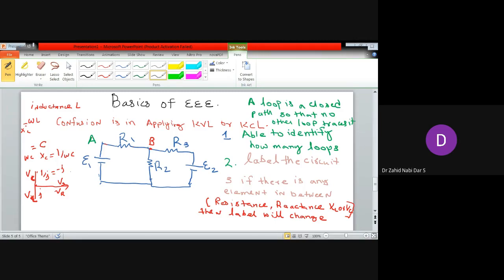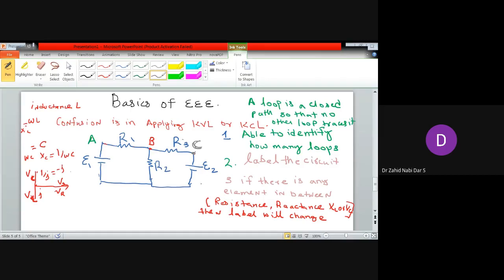Okay. So if there is any element in between, resistance or reactance, then this label will change, of course. Now you see here, there is a label B. Now what happens? There is another element here. Are you able to see? There is an element in between here. Now the element is there, so this label again has to change. So this label will become C over here.